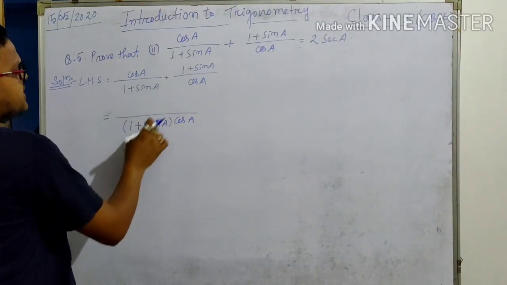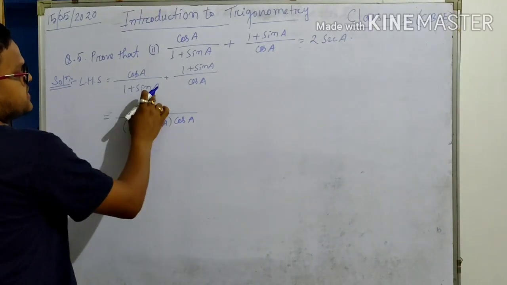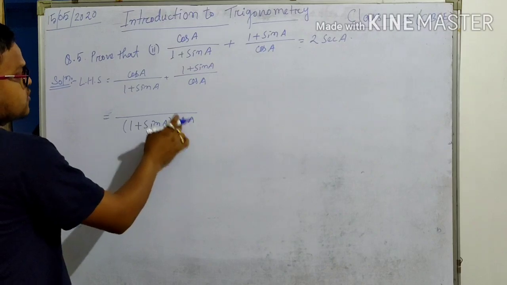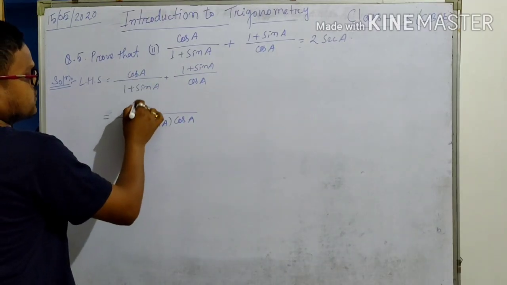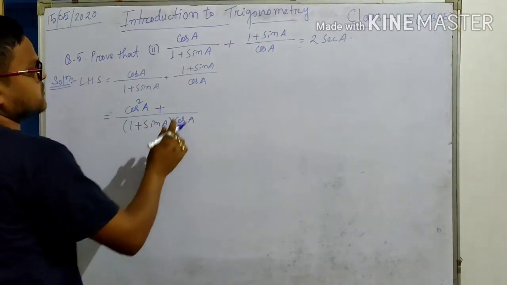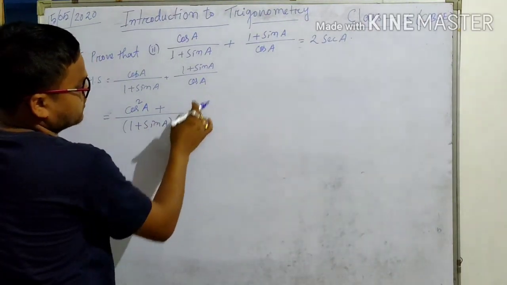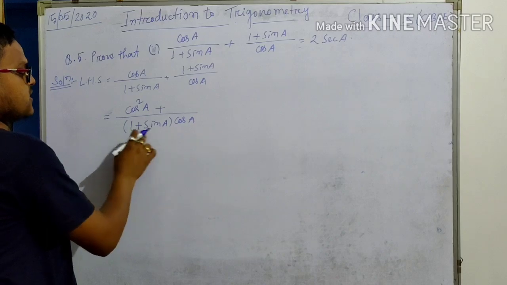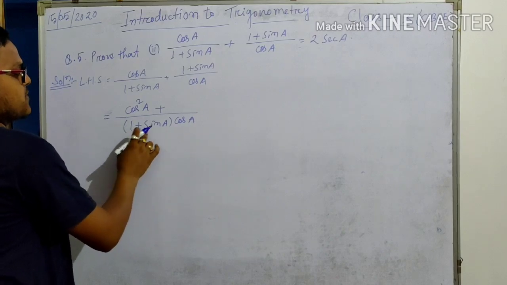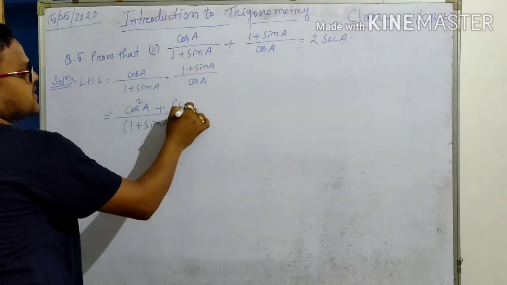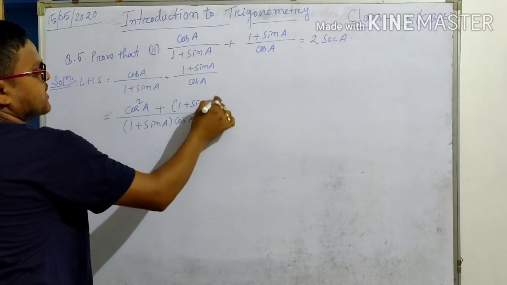Now you have to divide this denominator by this, so this will be cancelled and the remaining will be cos a. So cos a into cos a, we get cos square a. Plus, similarly, if you divide this part by cos a, it cancels. So finally you will get the equation 1 plus sin a. So 1 plus sin a into 1 plus sin a, you will get 1 plus sin a whole square.